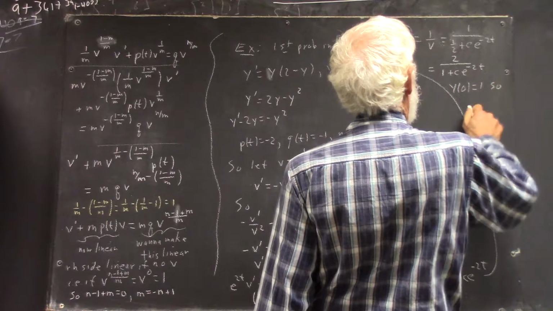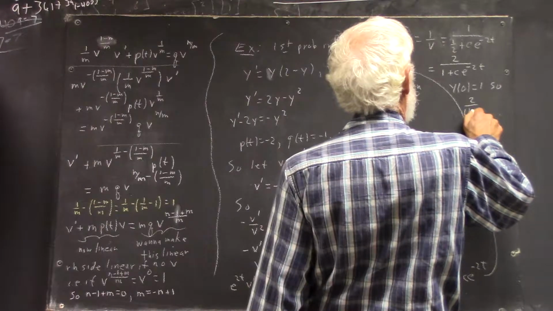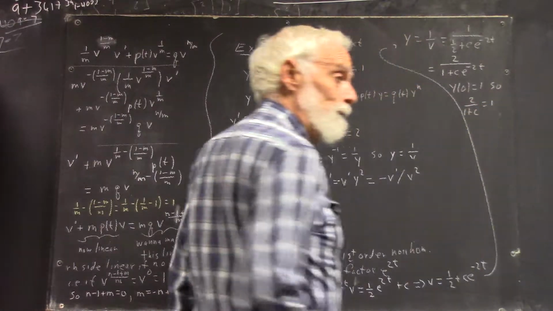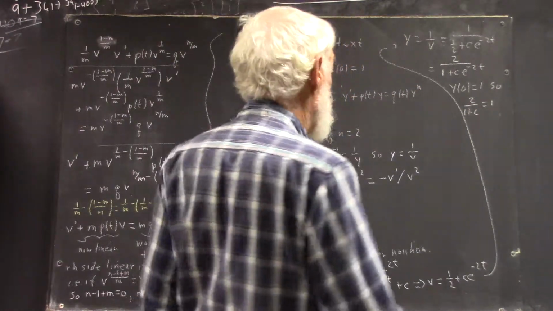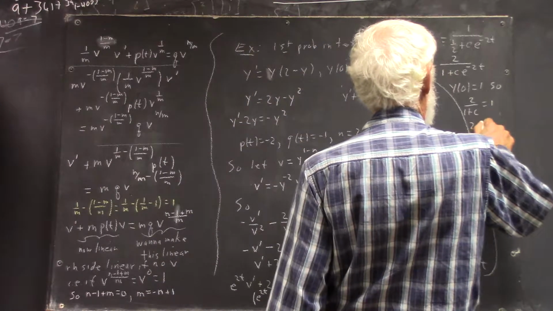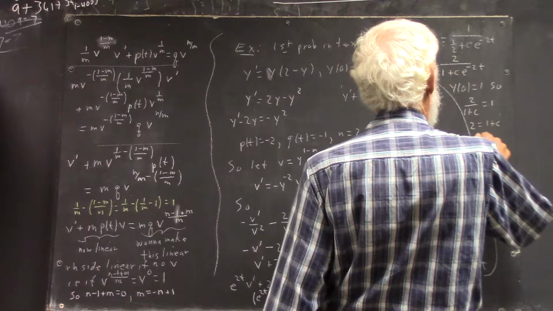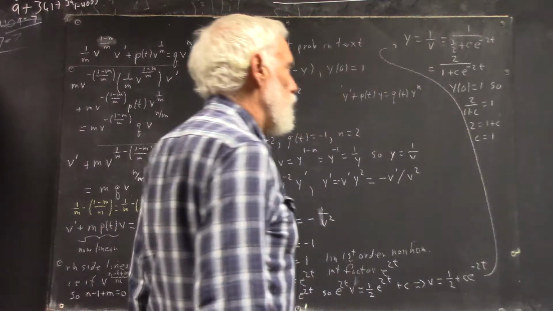Now, y of 0 equals 1, so 2 over 1 plus C has to equal 1. Very simple equation to solve. Multiply both sides by 1 plus C. You find out that C equals 1.